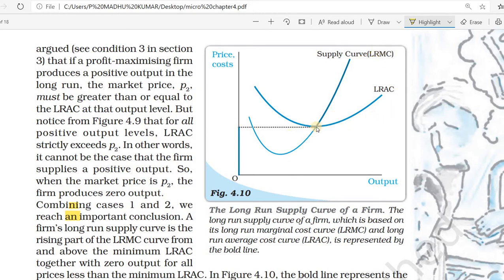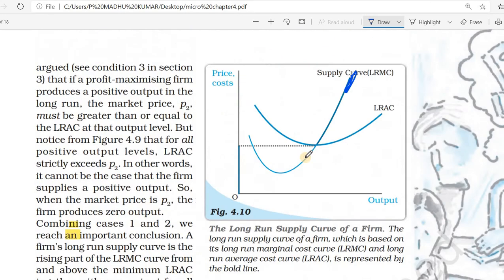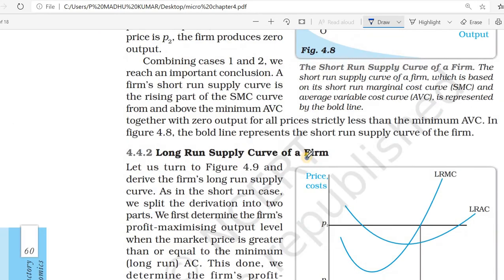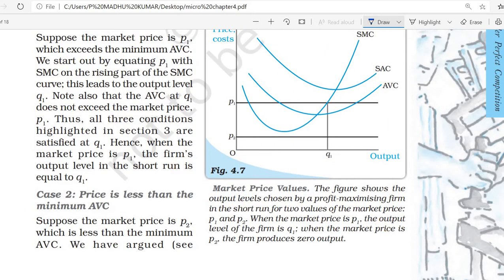At this point, you can see that this LRMC curve is the supply curve. This supply curve will cut the LRAC curve. In the short run, we know there will be the AVC, the average variable cost. We know what average variable cost is.